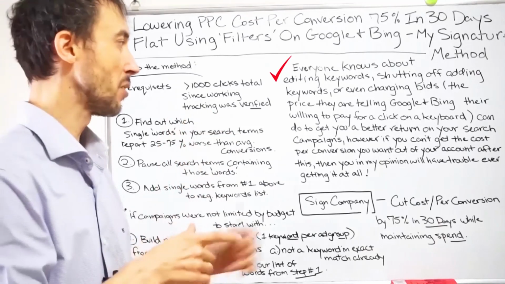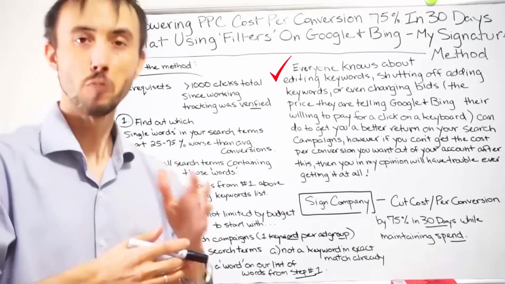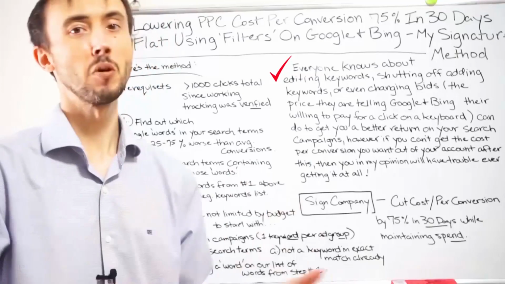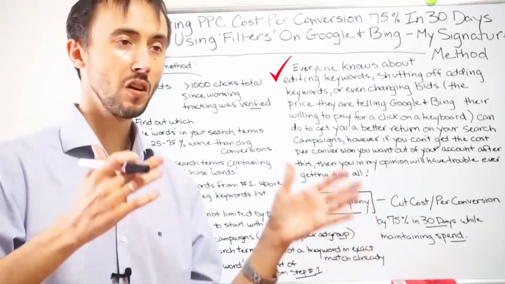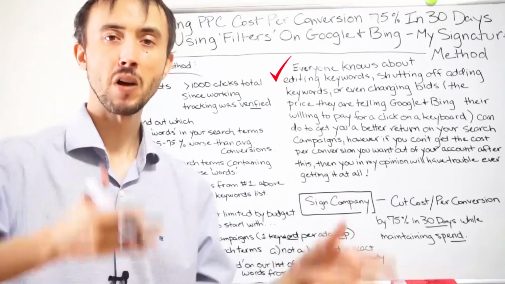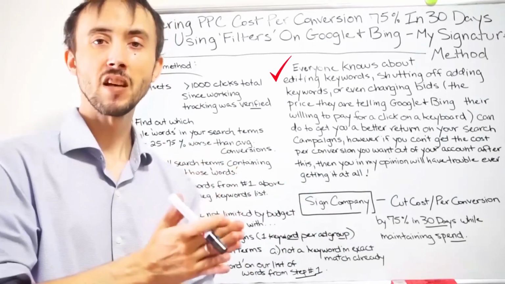And if you're not able to get the cost per conversion that you want out of your account by adding or removing keywords or changing the bids, and you've been doing that for 6 months or so, you probably will never get it. You should know what you need for a cost per conversion or a cost per sale to be profitable after all your expenses.